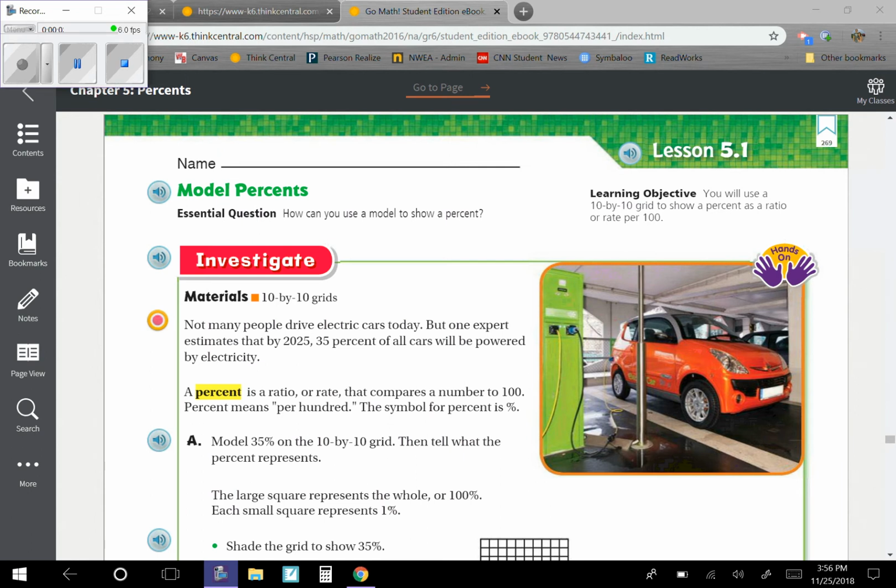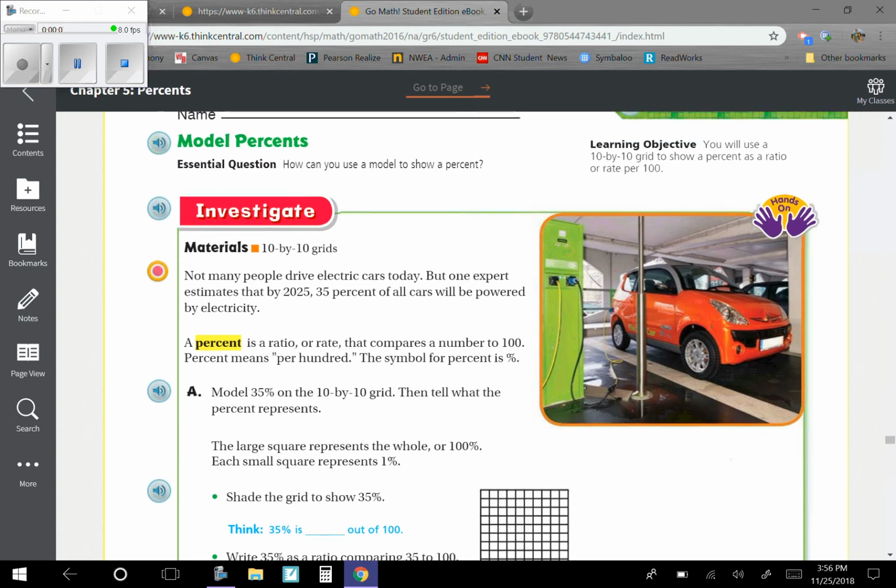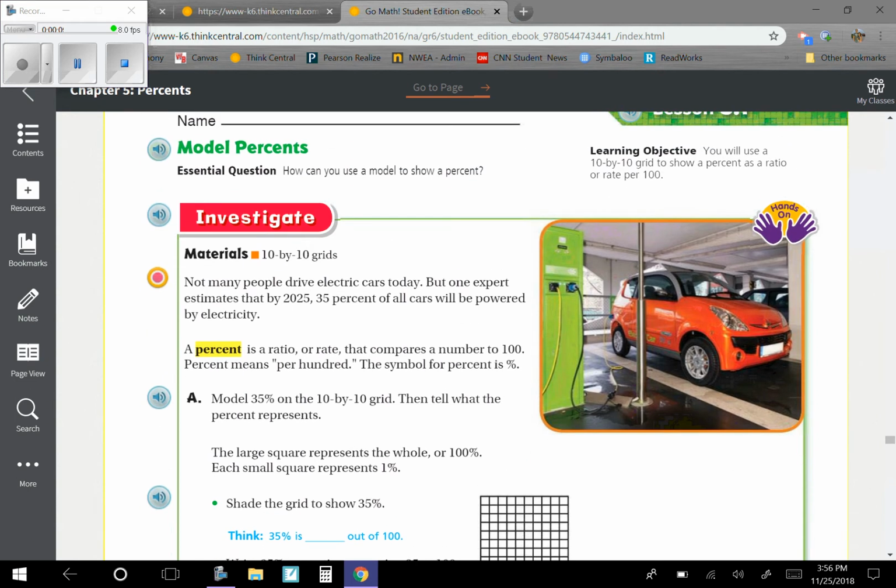Chapter 5, Lesson 1. We're going to talk about modeling percents. Our objective is that you will use a 10 by 10 grid to show a percent as a ratio or rate per 100.